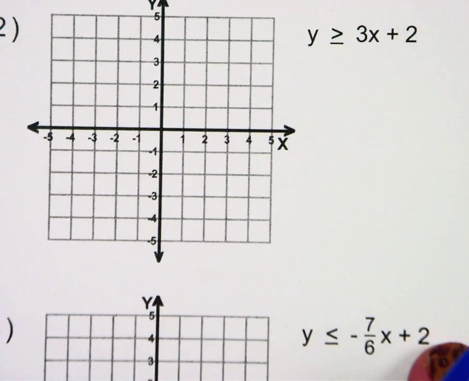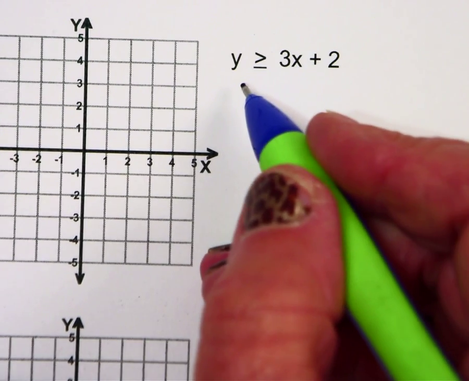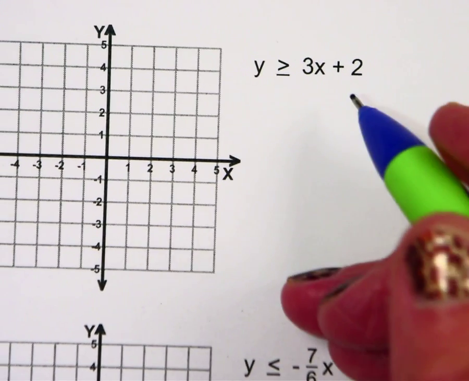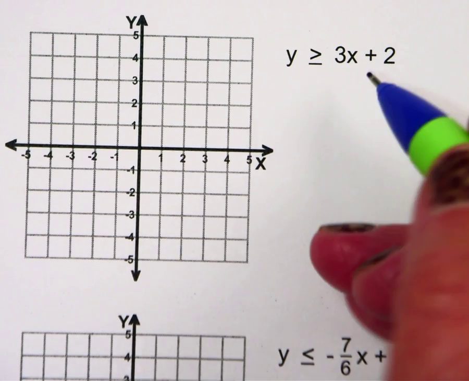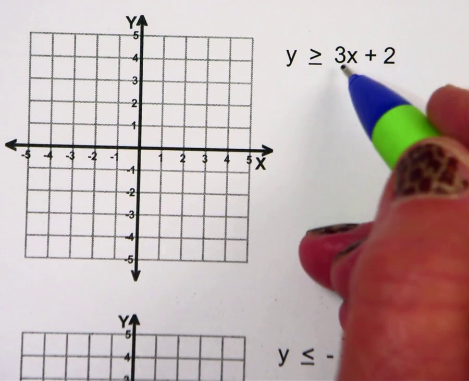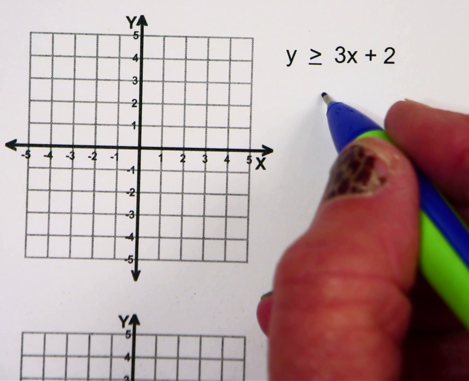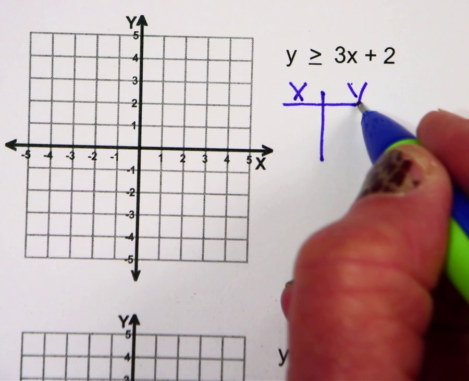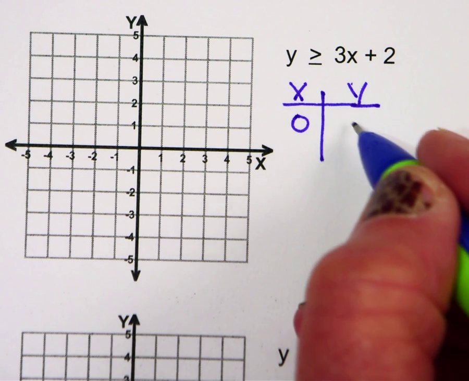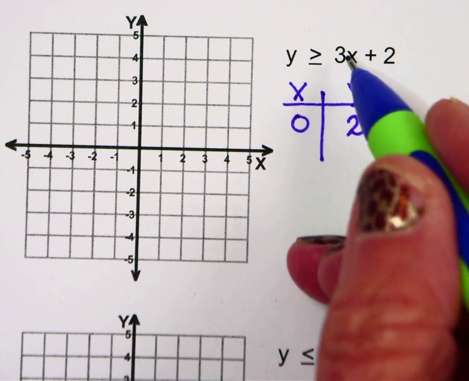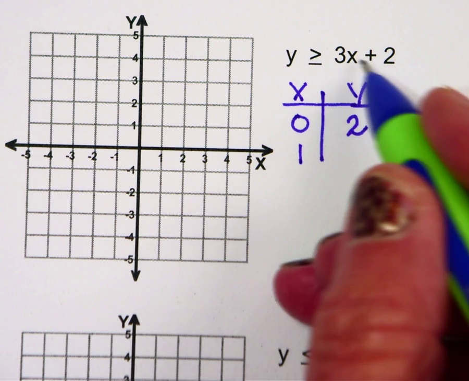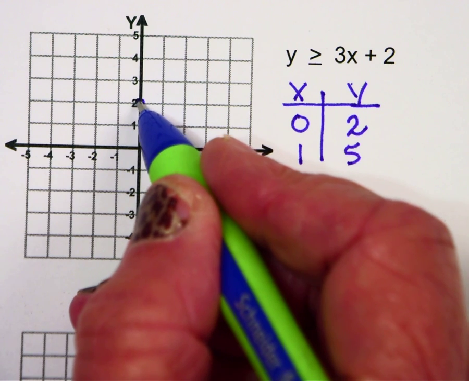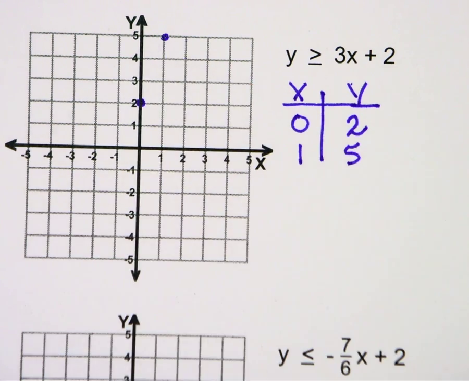If I look at this one, I'll do it in a different way. I've got y is greater than or equal to 3x plus 2. Again, I need to graph the line. And I can graph the line by using the y-intercept and the slope, or I can make a chart and just give x and y 2 points. If I say x is 0, y will equal 2. And if I say x is 1, y will equal 5. So I can still graph this: (0, 2) and (1, 5).